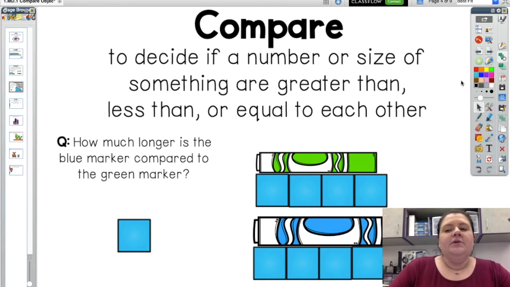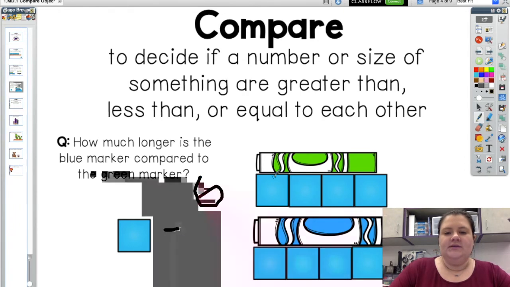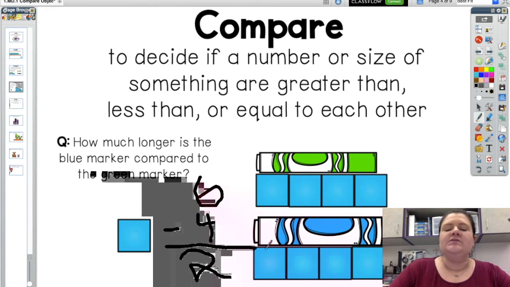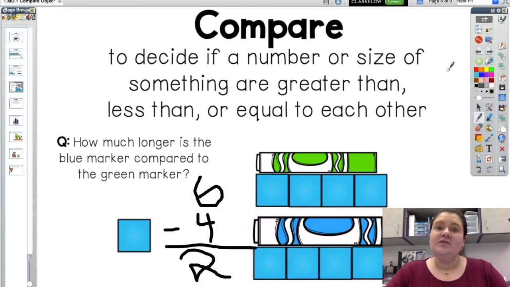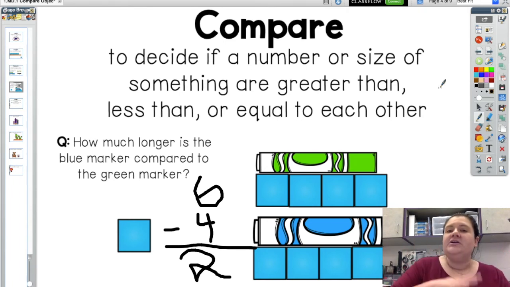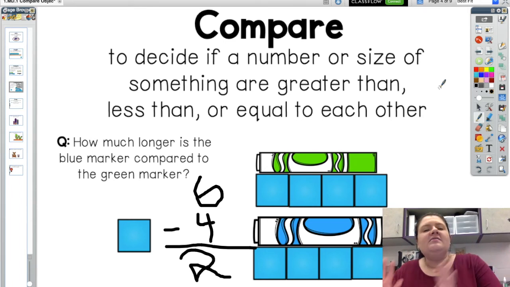Okay, so the blue marker is 6 minus 4, because I'm going to take away. That means the blue marker is 2 squares longer than the green marker. So that's another way to compare the lengths, is to see how much longer or shorter something is. So I can say that the green marker is 2 squares shorter than the blue marker.